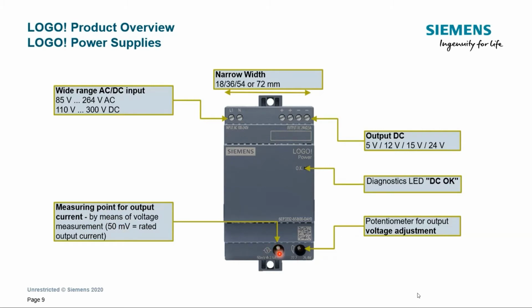You can just have your multimeter connected to this terminal and the common, pointing to a millivolt reading, and 50 millivolt reflects the rated output current. So if this is a 4 amp power supply, for example, and you read 50 millivolt, then your output current is 4 amps. If you read 25 millivolt, then it's 2 amps. And similarly for all other values.